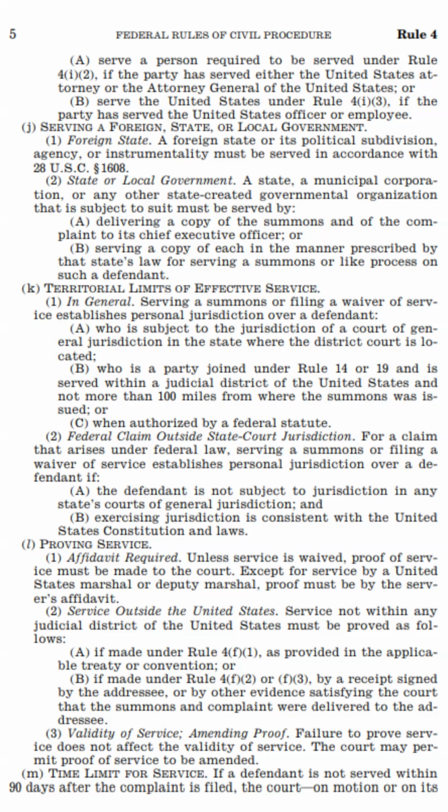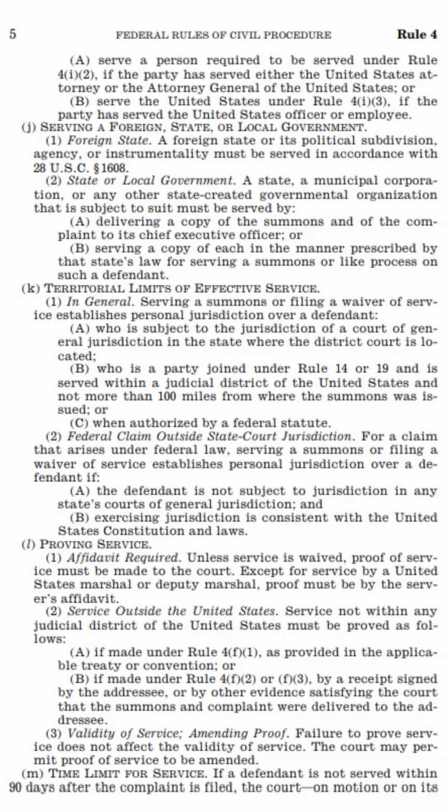2. Federal claim outside state court jurisdiction. For a claim that arises under federal law, serving a summons or filing a waiver of service establishes personal jurisdiction over a defendant if (A) the defendant is not subject to jurisdiction in any state's courts of general jurisdiction, and (B) exercising jurisdiction is consistent with the United States Constitution and laws.